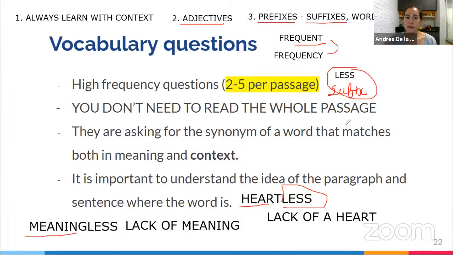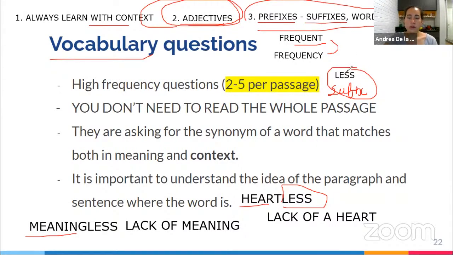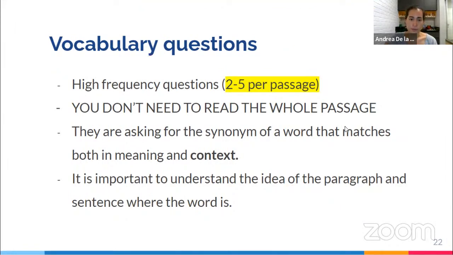Okay, so those are going to be the 3 tips that I give you for learning vocabulary, which is important for the TOEFL test. Learn with context, focus on adjectives, don't forget about everything else, and make sure that you know some prefixes and some suffixes and some examples of that. Okay, guys? Does that make sense? Do you have any questions about that so far?